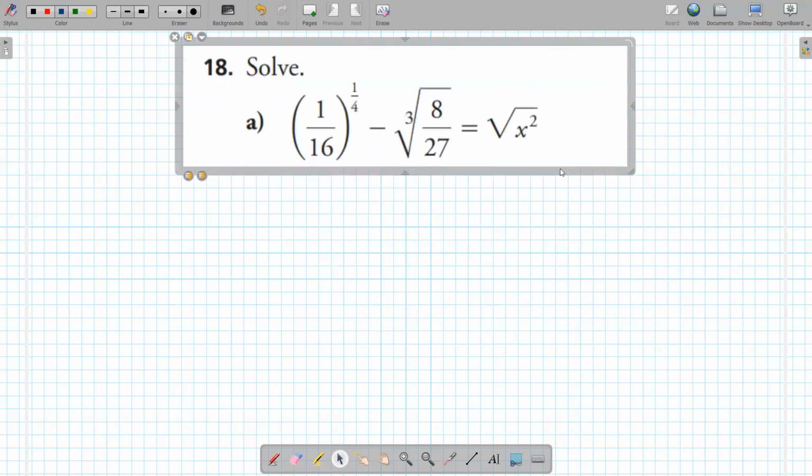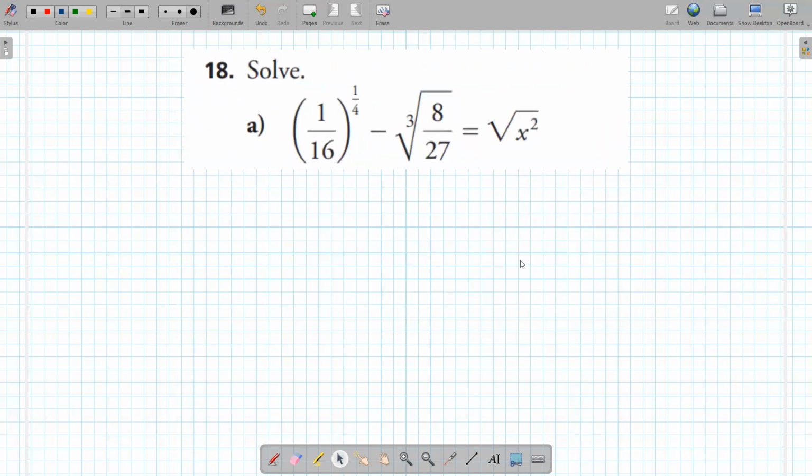Okay, now we have an equation with radicals, a radical equation. Same kind of idea. Just remember your exponent laws. It's not that tricky. The 1/4 there, what does that mean? What can we do with that? 1/4. That's the 4th root of 1 over 16, yeah?